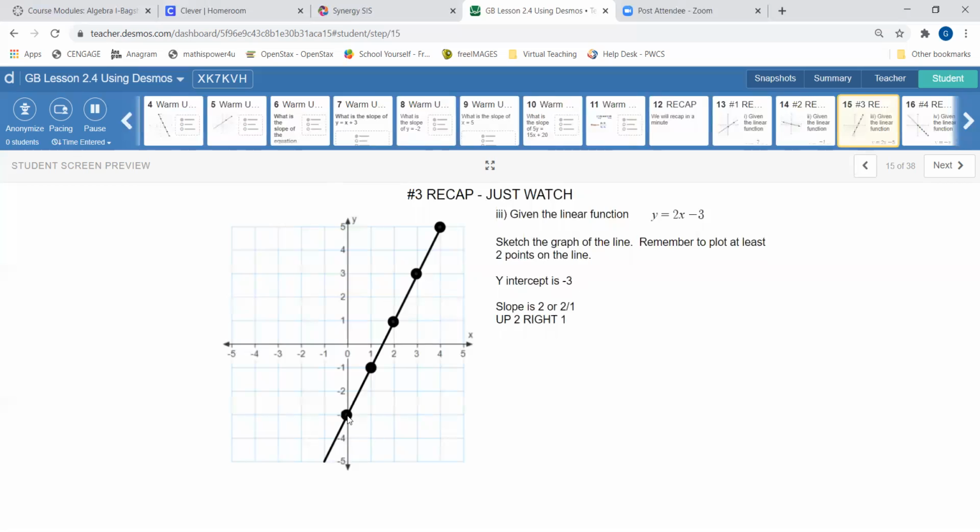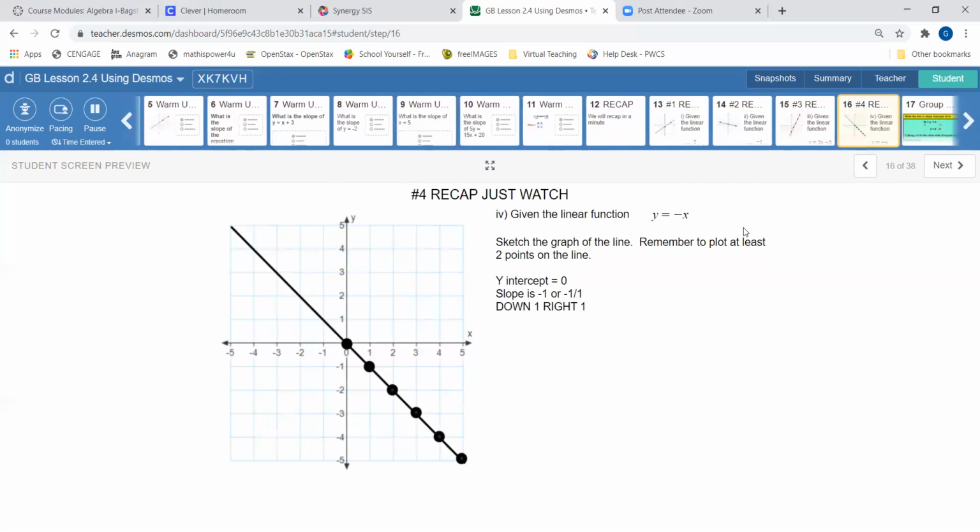2x minus 3 means we're going to start from -3. That's our number without the x. And then a slope of 2, if it's not a fraction, you should make it into a fraction like this, 2/1. So we go up 2 and across 1. And you can do it more than once if you want to find other points that lie on the line.